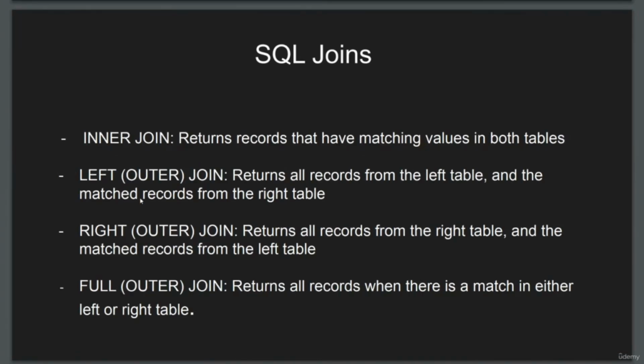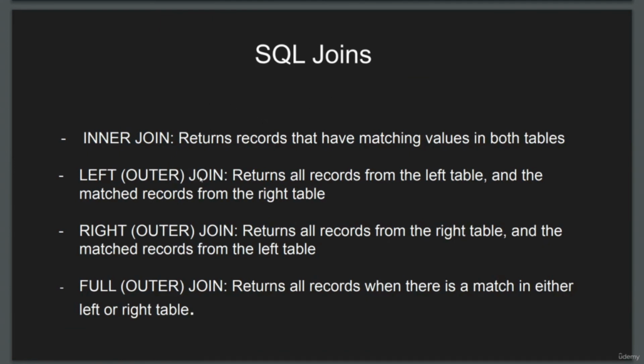So there are different types of join. One is inner join, one is left outer join, another one is right outer join, another one is full outer join. Inner join returns records that have matching values in both tables. Suppose we have table A and table B and they have different values. When we join both the tables, it will add the values from both these tables.